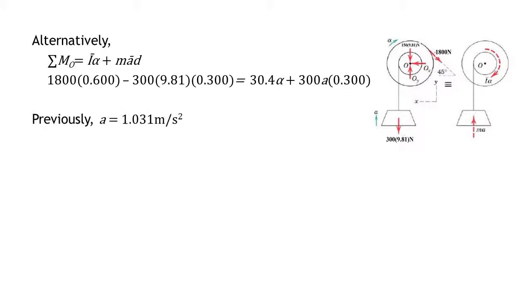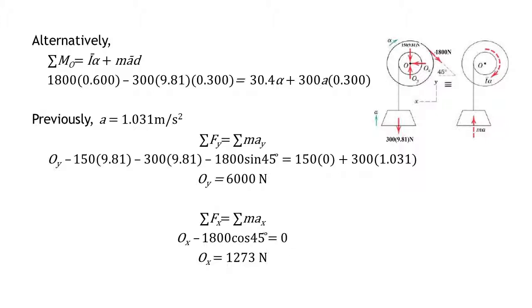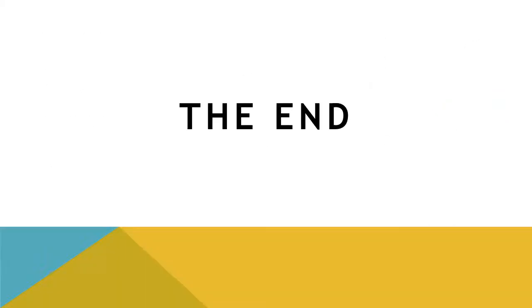Previously, we got that a is equal to 1.031 meters per second squared. We may equate the force sums on the entire system to the sums of the resultants. Thus, we'll get that O_y is equal to 6000 newtons and O_x is equal to 1273 newtons. Using these two forces, we'll get that O is equal to 6130 newtons. We can see that the answer is the same as the previous method.